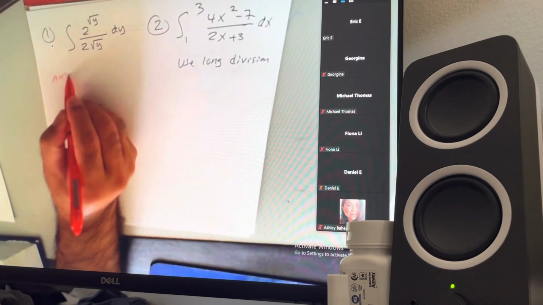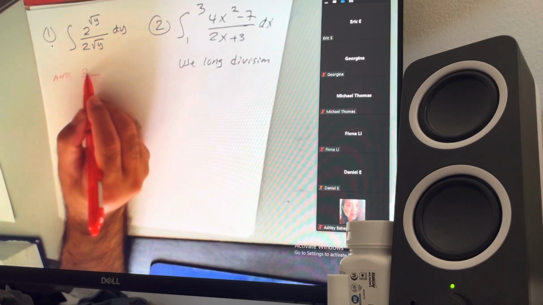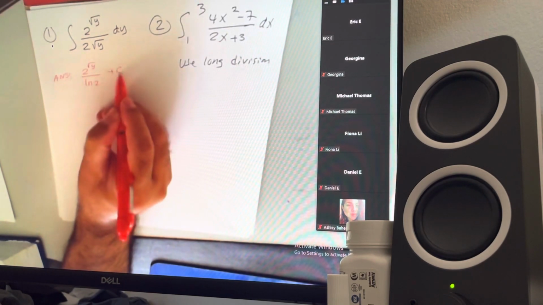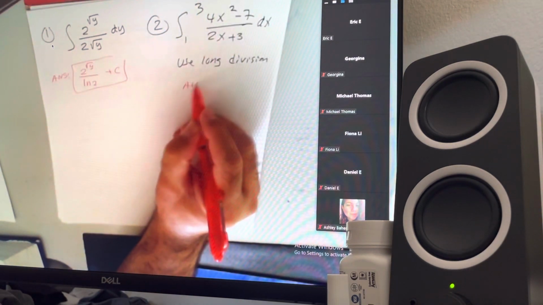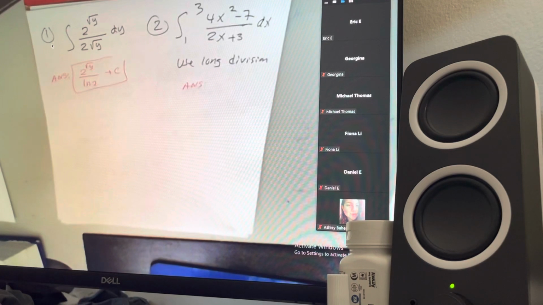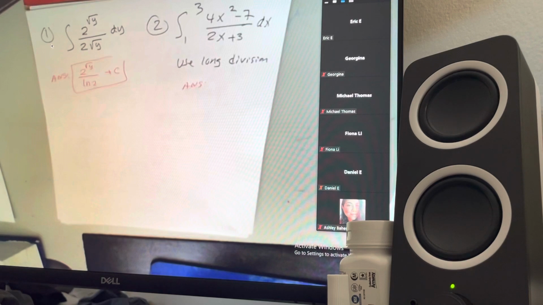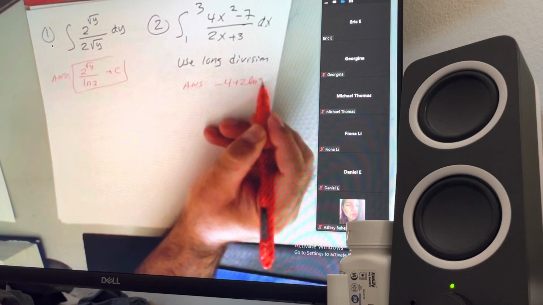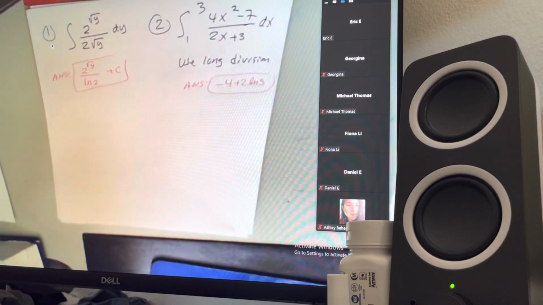So the answer to this one is, and the answer to this one, let me see. Those answers are in the back of the book I have.